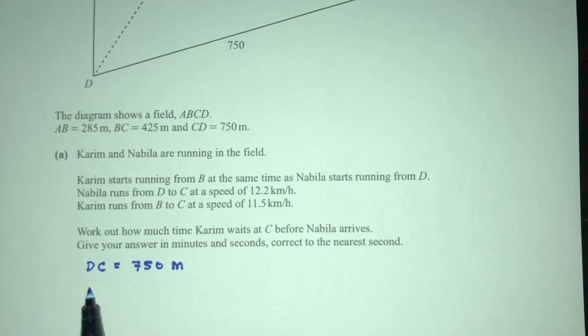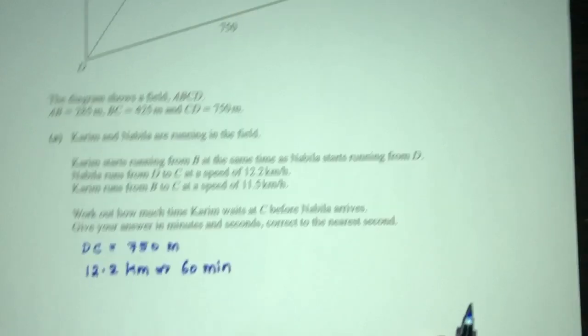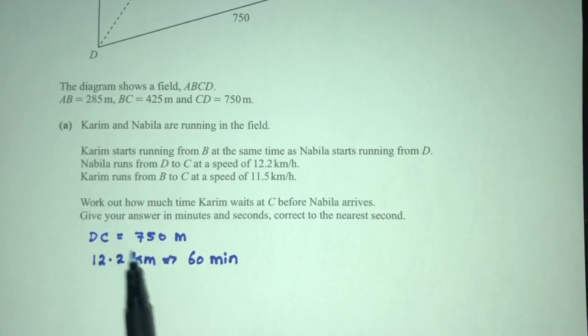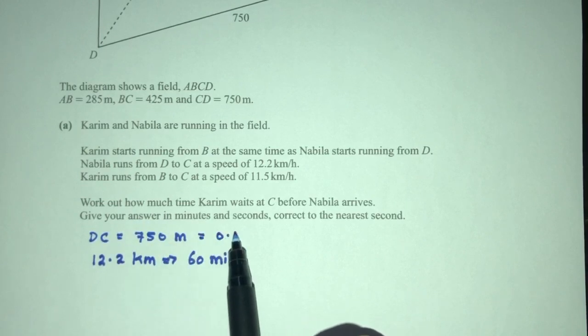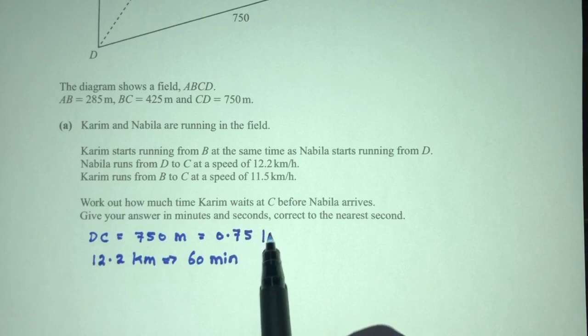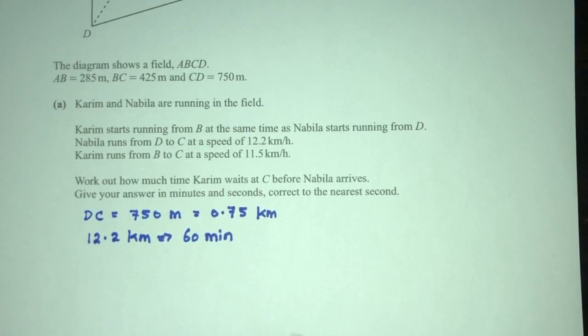So basically, she runs 12.2 km in 60 minutes. That's what it means, the speed. Now she actually runs 750 meters, which is also 0.75 km. We have to know this. So we have to use ratio to solve this question right now.